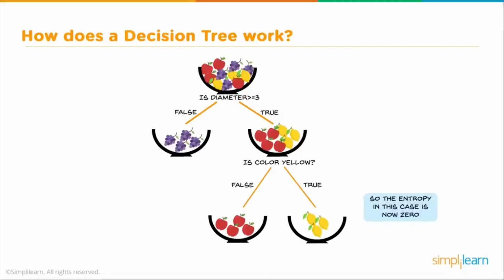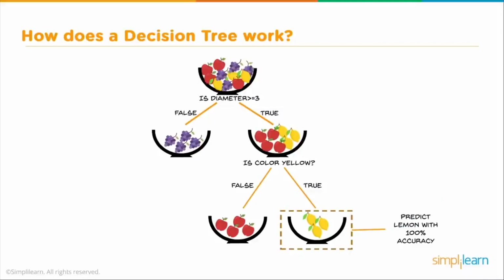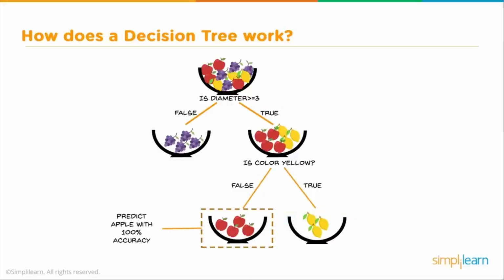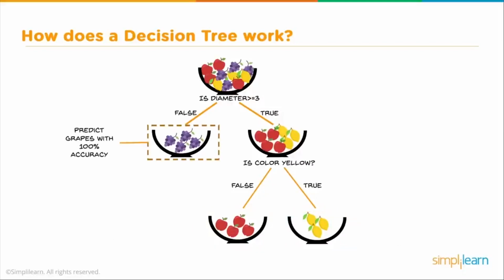So the entropy in this case is now 0. So now we have 3 bowls with 0 entropy. There's only one type of data in each one of those bowls. So we can predict a lemon with 100% accuracy, and we can predict the apple also with 100% accuracy, along with our grapes up there. So we've looked at a basic tree in our forest.